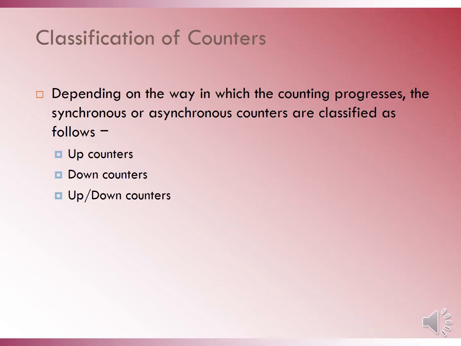Now we can also classify the counters, whether it is synchronous or asynchronous. We can design up counters as well as down counters, and in fact we can also get an up-down counter in the same circuit. Up counters were achieved by connecting the Q output of one stage as the clock to the next. In case of down counters, we are going to connect the Q bar output of one flip-flop to the clock input of the next stage. So what shall we do in case of up-down counters?